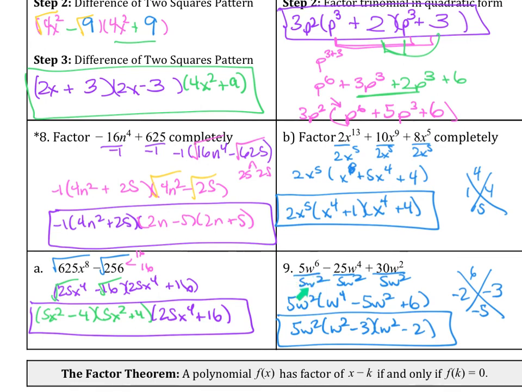Number 9, the last one, you can divide by 5w squared from each term, so it goes in the front. You're left with w to the 4th minus 5w squared plus 6. So it multiplies to +6, it adds to -5. That's -2 and -3. So it's 5w squared times w squared minus 3 times w squared minus 2.